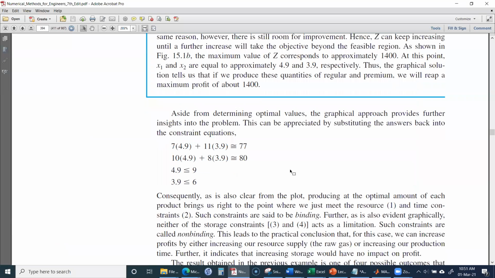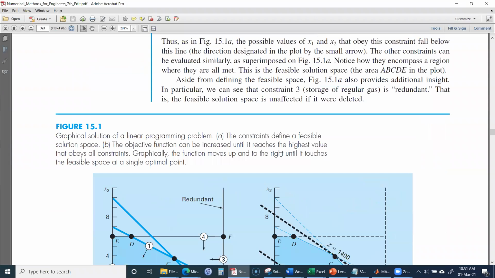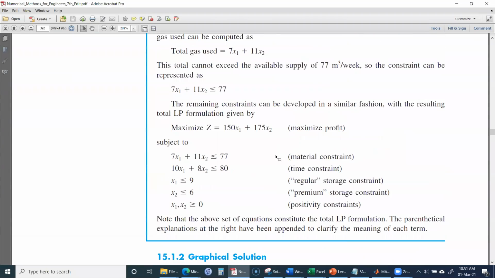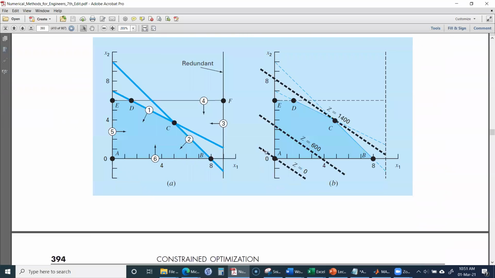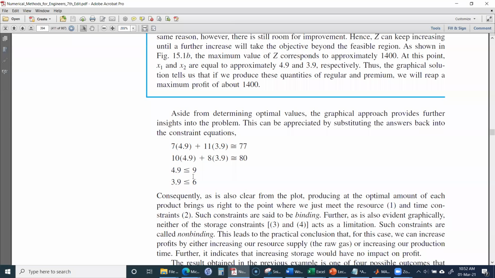Aside from determining the optimal value, the graphical approach provides further insights into the problem as well. We can input these values of x1 and x2 into the constraints, and then we will see that some of the constraints will be fully met, but some will not. For example, the constraints of storage and time... what were the constraints? This was the time constraint and the material constraint. Yes, the time constraint and the material constraint are fully met, but the storage constraint is not being fully met.